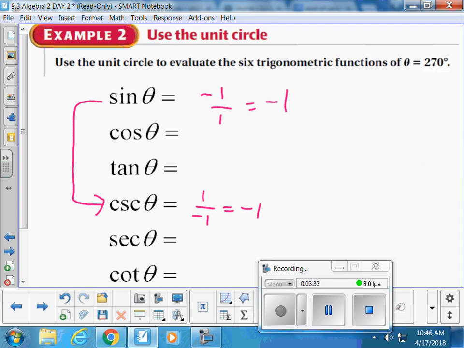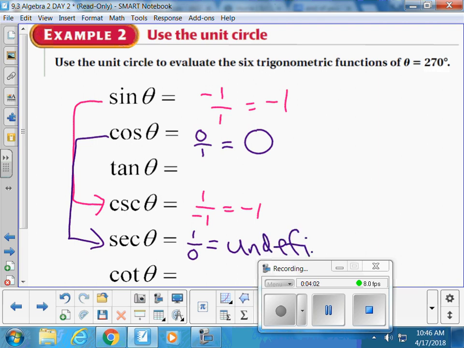All right, let's try cosine. I'll do a new color. So go to 270. What's the cosine value? I'll go ahead and put it over 1 just for reciprocal purposes because the radius is 1. But what is 0 divided by 1? 0, of course. Let's go ahead and travel down to secant and reciprocal our answer. So 0 over 1 would actually reciprocal to 1 over 0. Are you allowed to divide by 0? No way. That answer would be undefined. Yesterday we chatted that tangent can be undefined. Now I guess we've learned that secant can be undefined.